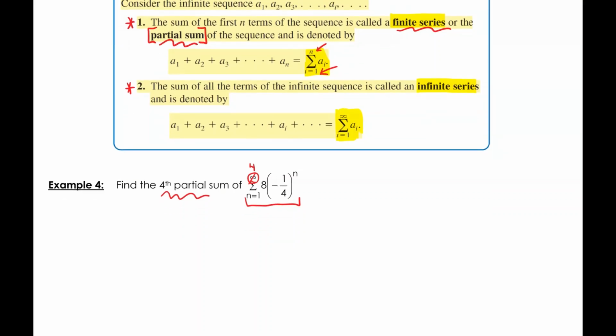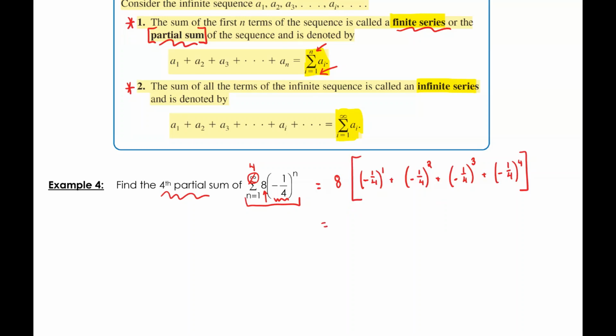Okay, let's go ahead and do it by hand just for fun. Notice that I have this constant times the quantity negative 1/4 to the n. So I'm going to use my shortcut. I'm going to do my 8, find the sum of my terms, and then multiply the 8 with the sum. So I'm going to have negative 1/4 to the first power, and then negative 1/4 to the second power, and then the third, and then the fourth. Once I find that sum, I'm going to multiply it with the 8.